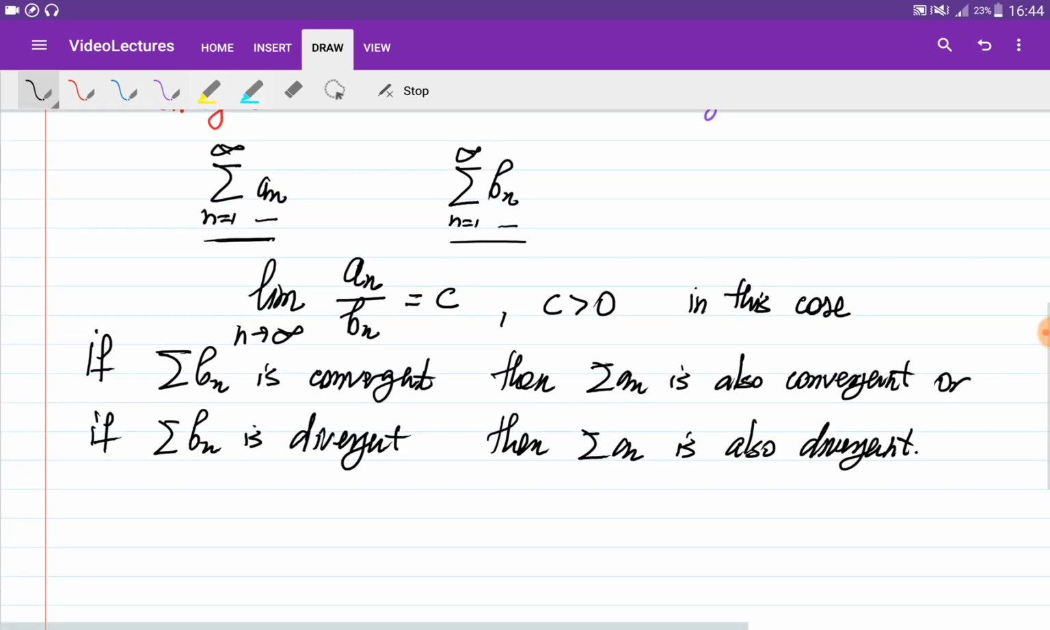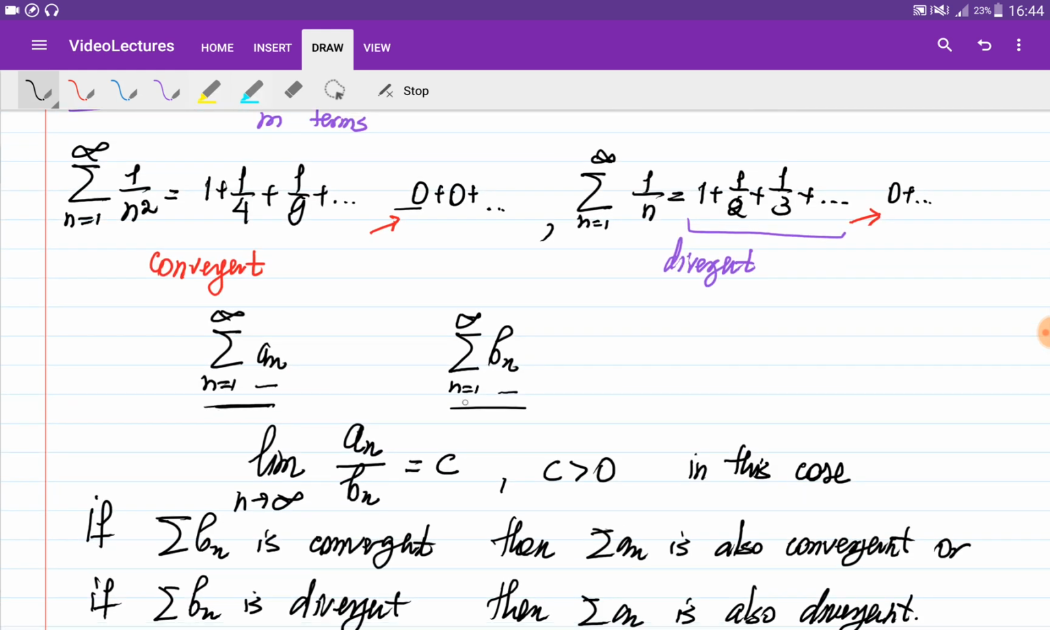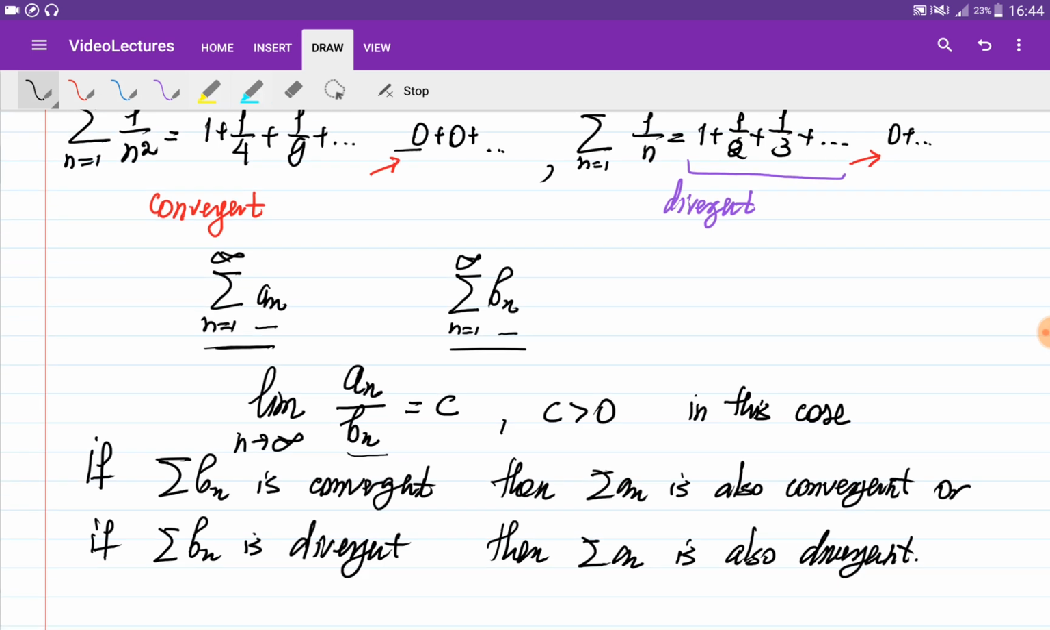The logical explanation of this test is the following. We consider two series so that the terms become zero more or less at the same time. That is why we take the ratio. In this case, if one of the series is convergent, then the other one is also convergent. If one of the series is divergent, then the other one is also divergent.